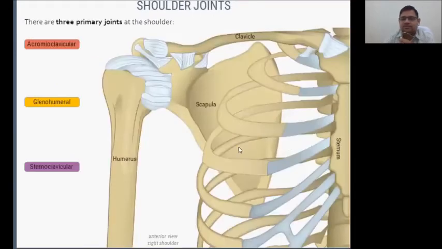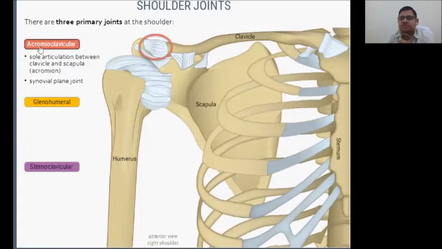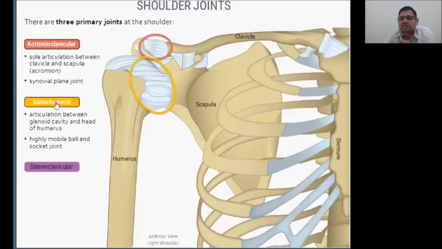Now talking about the shoulder joints, primarily there are three joints. The acromioclavicular joint is between the clavicle and the acromion part of the scapula. This is a synovial plane type of joint. Then there is the glenohumeral joint, the basic shoulder joint, which is the articulation between the glenoid cavity and the head of the humerus. This is a highly mobile ball and socket type of joint.